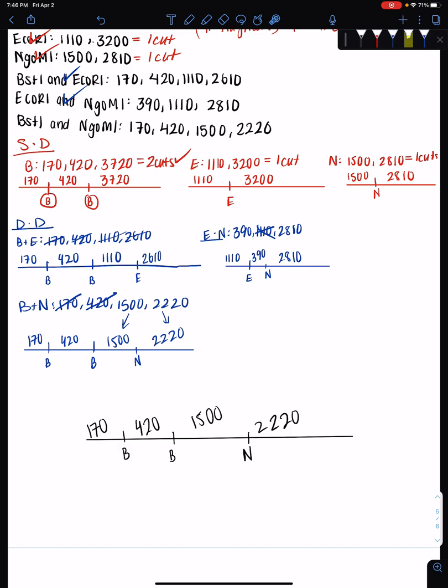So again, we're going to do the same thing as our plasmid one. We're going to figure out what numbers in the double digest involving E equal any of the numbers down here or down here. So let's just add up a bunch of numbers and see if we get anything. Let's do 1110 plus 420. Nope.